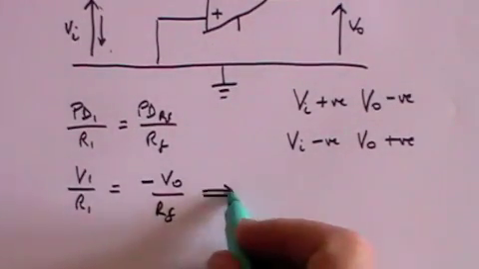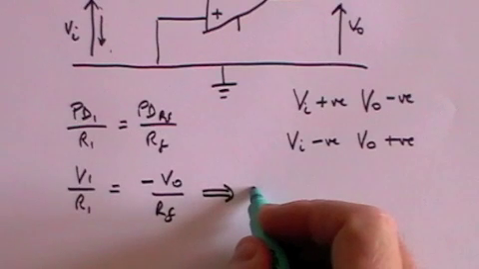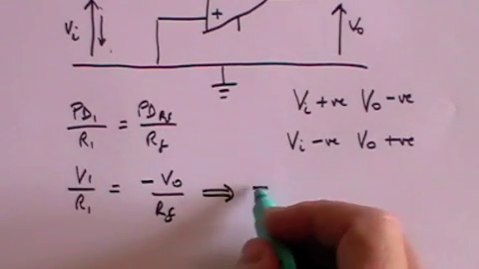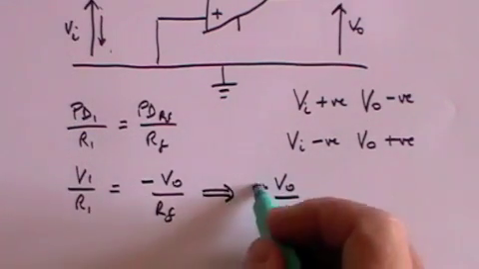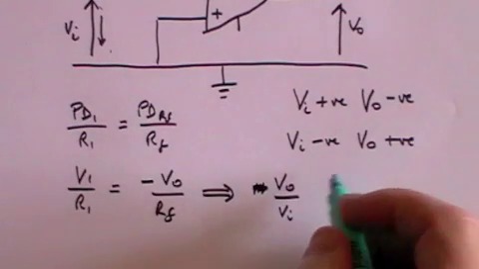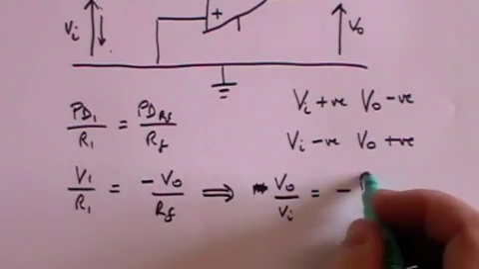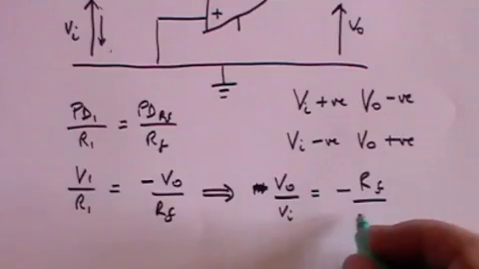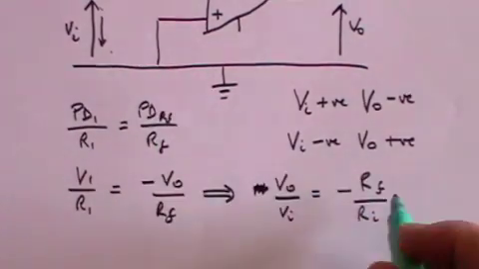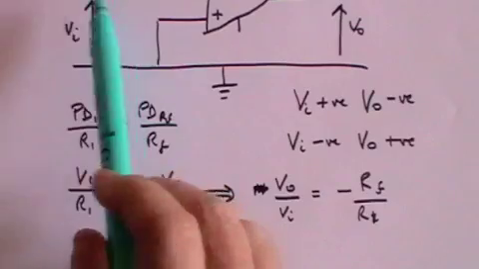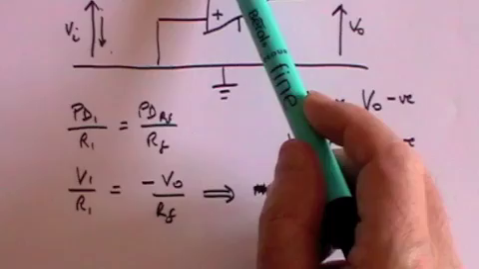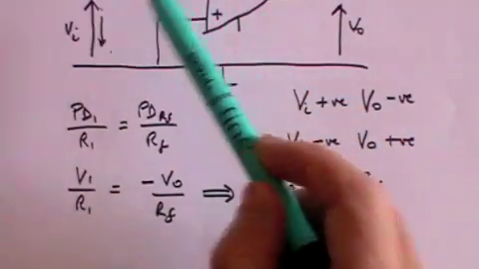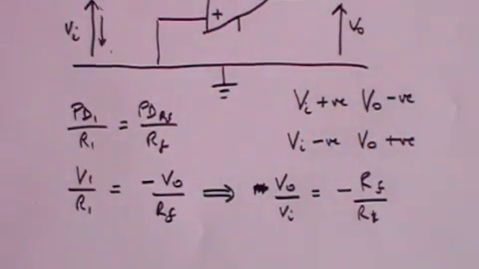And that you can simplify as: V out divided by V in is equal to minus RF divided by R in, or R1. So the voltage out divided by the voltage in is the same proportion as the value of that resistance divided by the value of that resistance. That was the inverting amplifier.